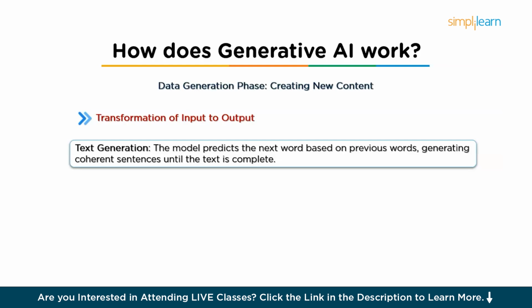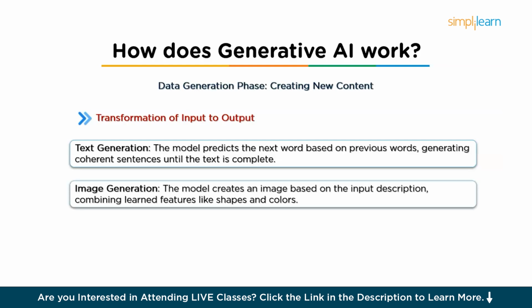So based on the probabilities it has learned, it predicts the next word in the sequence, considering the words before it. For example, we gave the input "once upon a time." The model might predict the next word could be "there," leading to "once upon a time, there was," and so on, producing a coherent sentence like "once upon a time, there was a dragon." It continues this process until the text is complete.